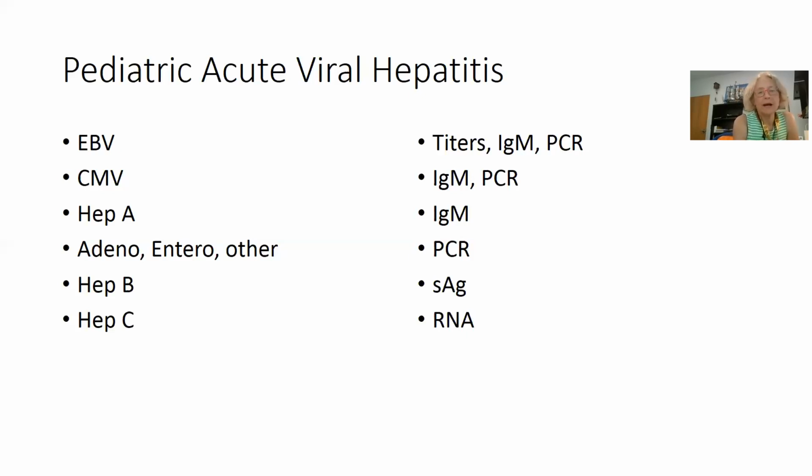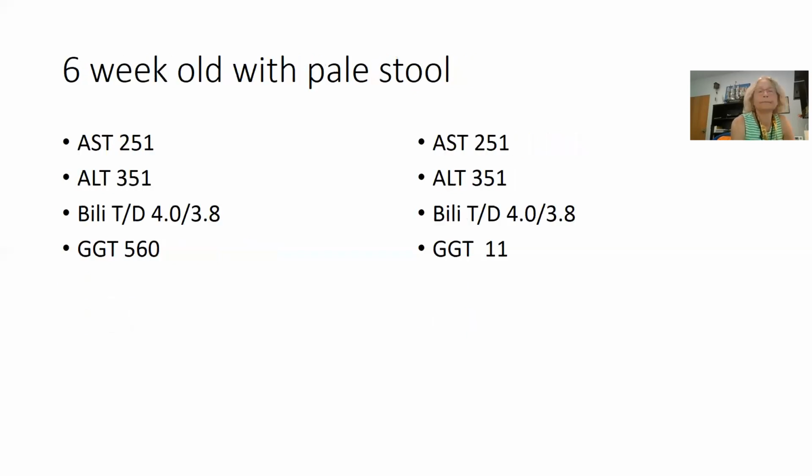If you're looking for hepatitis B, you need surface antigen. And if you're looking for acute hepatitis C, you need to check the RNA. The antibody isn't going to be positive for weeks to months. And so having a negative hepatitis C antibody in the face of acute infection doesn't really tell you anything. Okay.